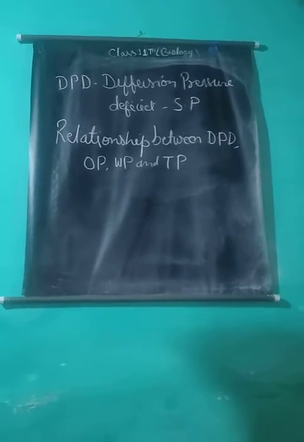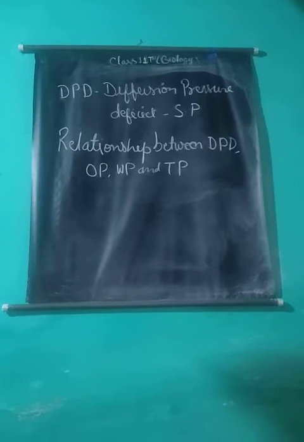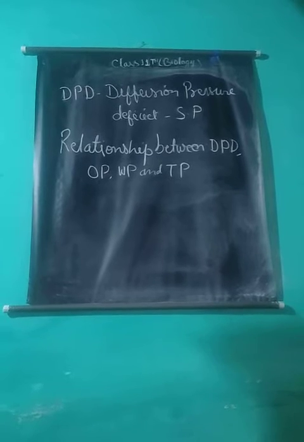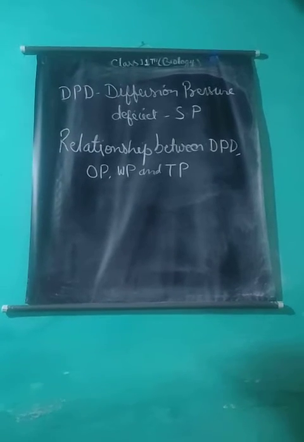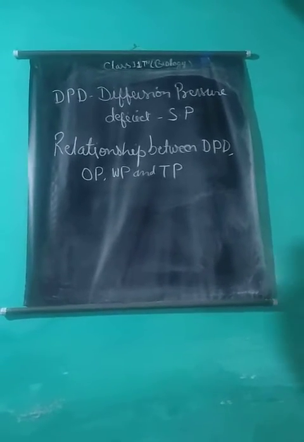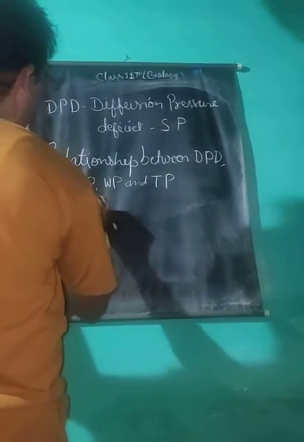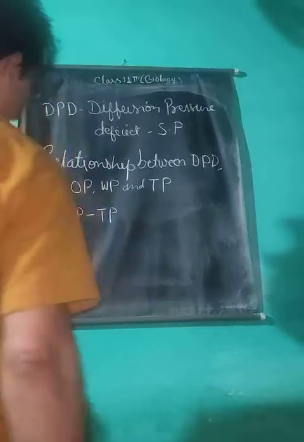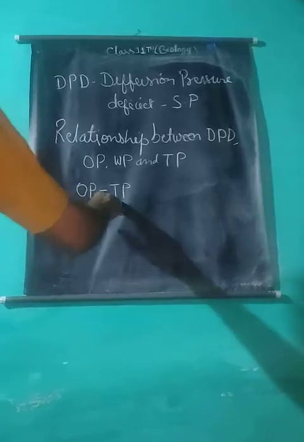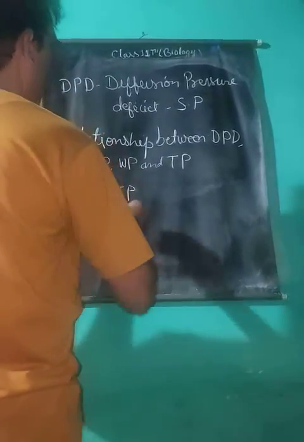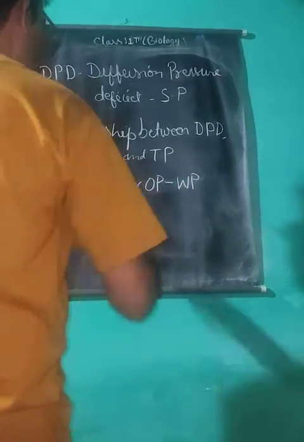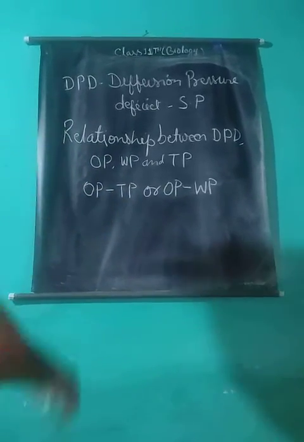Again, when a cell absorbs water, the turgor pressure of the cell is increased, but the cell wall also applies an equal but opposite pressure called wall pressure against the turgor pressure. Therefore, the actual force responsible for entry of water into the cell will be OP minus TP, osmotic pressure minus turgor pressure or wall pressure. It can also be written as OP minus WP because WP is equal to TP but opposite.